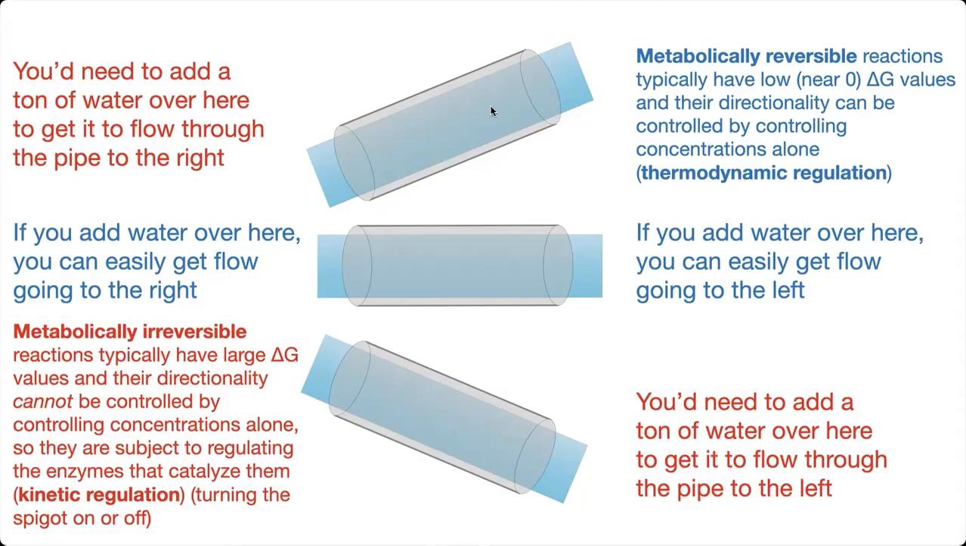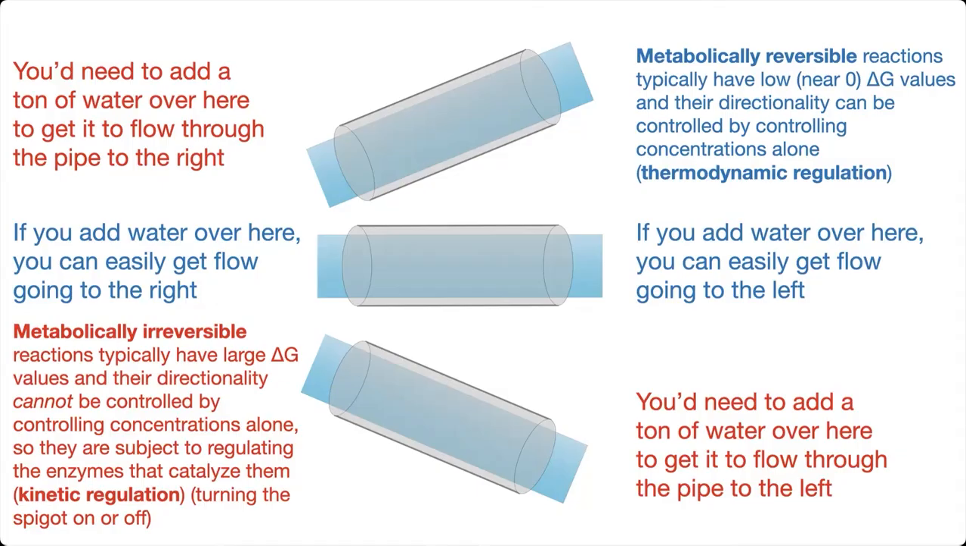Now, this would not be enough if we had a condition where we had something that was really skewed. These skewed conditions, we have metabolically irreversible reactions. These typically have large delta G values, and the directionality cannot be controlled just by controlling concentrations. We'd have to add a ton of water over here to get the water to flow through the pipe to the right. So instead of changing the concentration of the water, what we can do is just tap the spigot or have it open. And so the metabolic equivalent of that would be regulating the enzymes that catalyze the reactions.